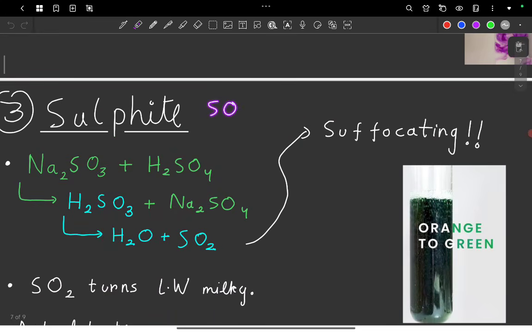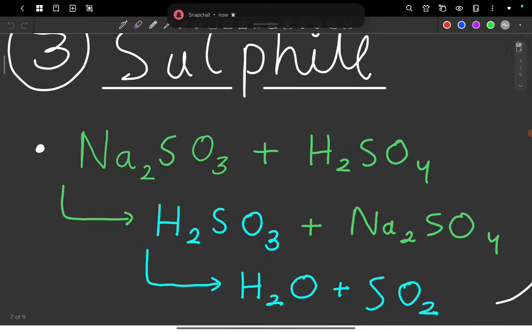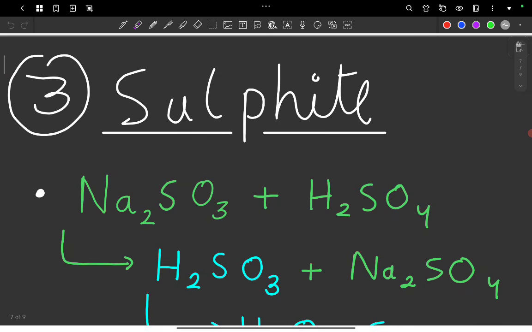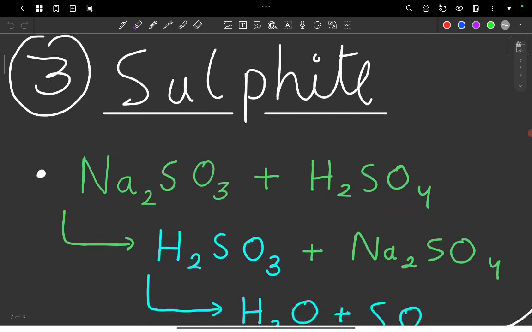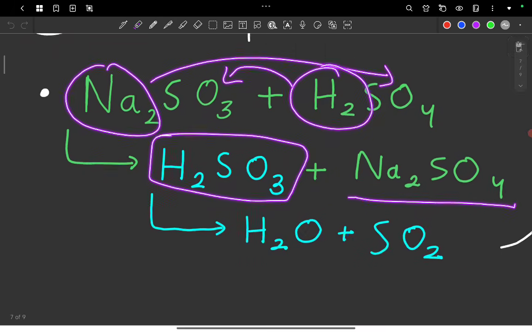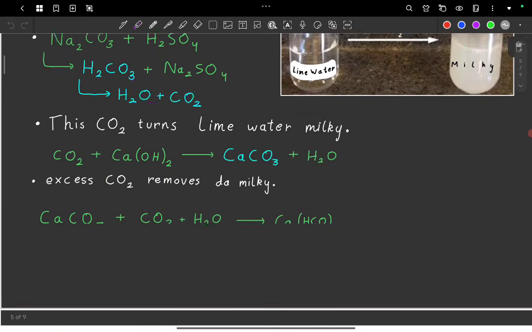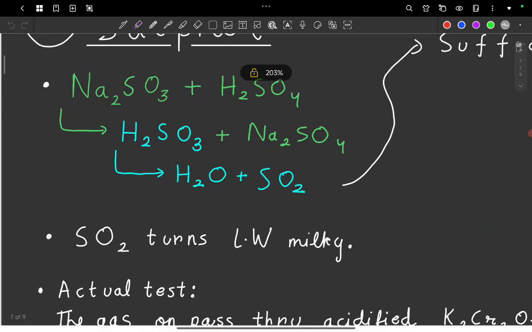The sulfite ion is SO3 2-. Once again, as I told you, a displacement reaction will take place when you add dilute H2SO4. We have sodium sulfite. When we react it with dilute H2SO4, the sodium ions take away the sulfate and form Na2SO4, and the hydrogen takes away the sulfite ion to form H2SO3. Just like in carbonate, where H2CO3 breaks down into H2O and CO2, here H2SO3 breaks down into H2O and SO2.